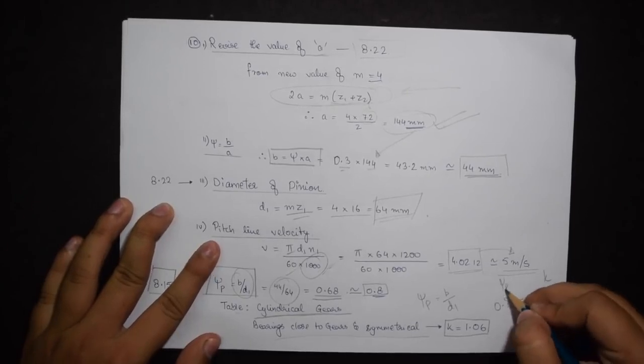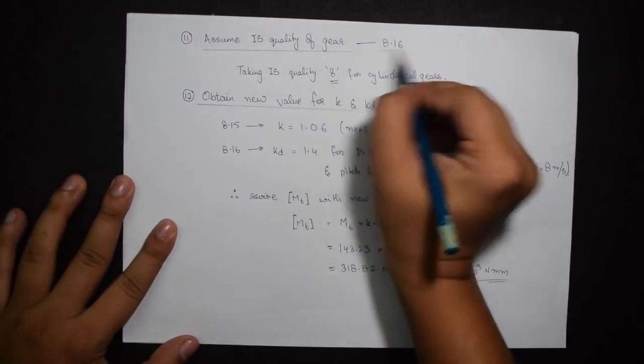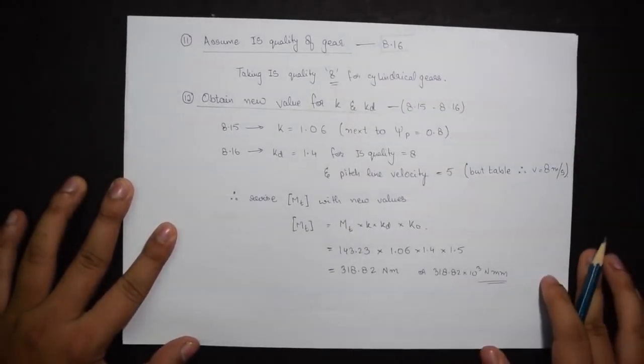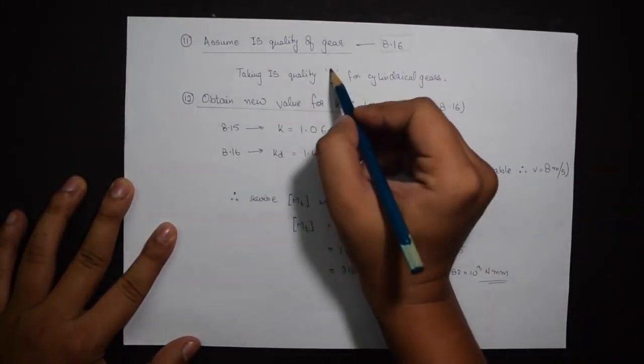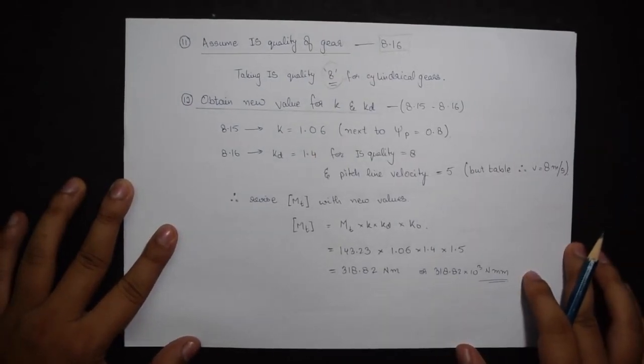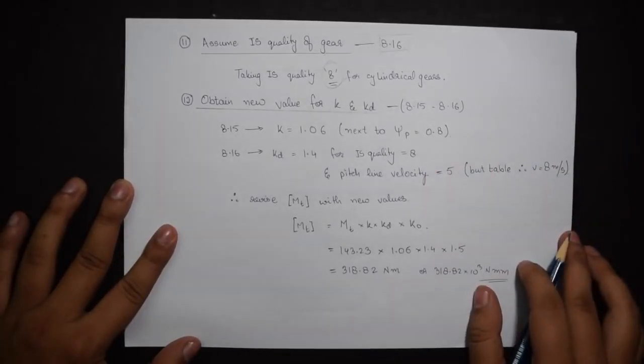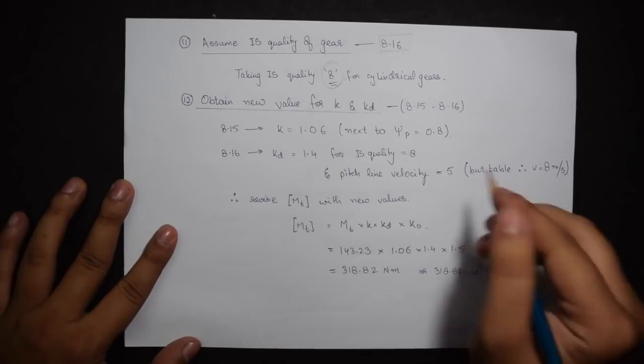Step 11 is the highest quality of gear given on page 8.16. Let me assume the highest quality of the cylindrical gear as 8, and my pitch line velocity which came out was 5. I see that there is no 5 as a given value in the columns. So let me choose the value as 8 over here.